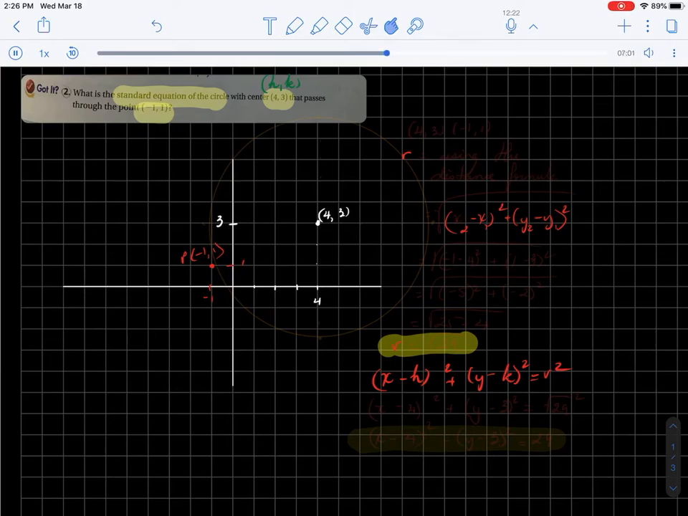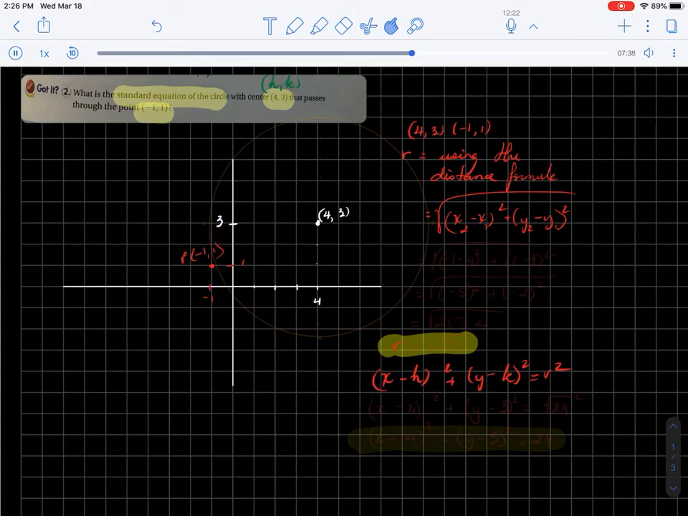So I know my center point is 4, 3. And I know the other point is -1, 1. I can use the distance formula to find the radius. Okay, it should be x2 minus x1.